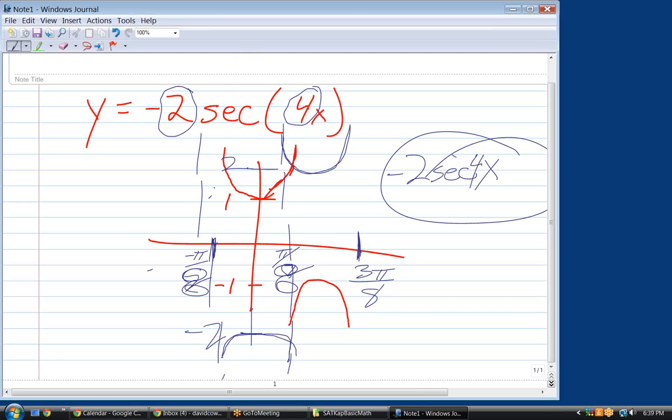Because I have another leg over here and another leg down here. So if I take this and flip it over the y-axis, I have exactly the same thing I'm looking at. That's why the cosine and the secant are both even functions, meaning they are symmetrical with the y-axis.